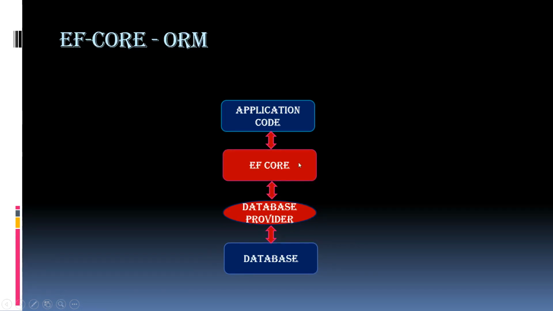EF Core supports many relational and even non-relational databases by using plugin libraries. We can call it a database provider. These database providers are available as NuGet packages. The database provider usually sits between EF Core and the database it supports. So it contains functionality specific to the database it supports. The functionality that is common to all the databases is in the EF Core component, and the functionality that is specific to the database is present in the database provider.